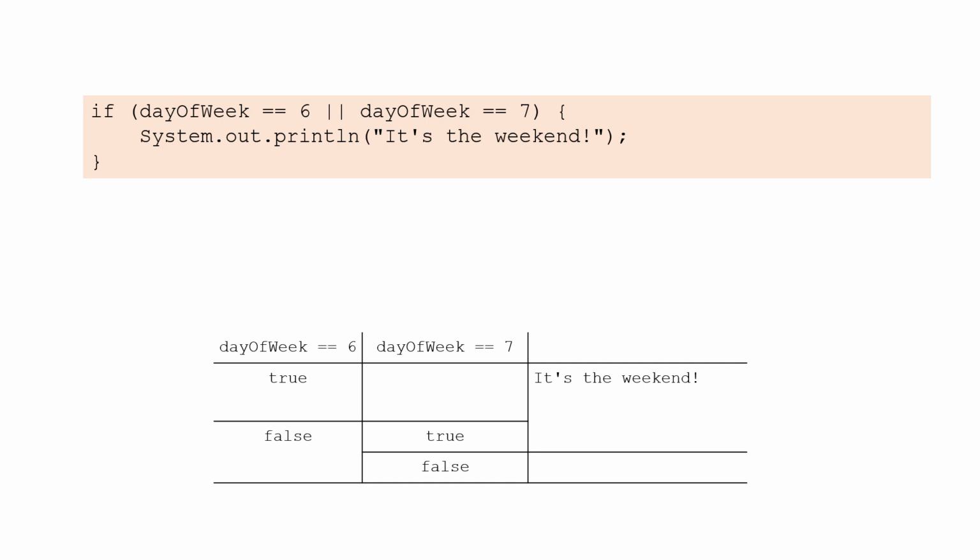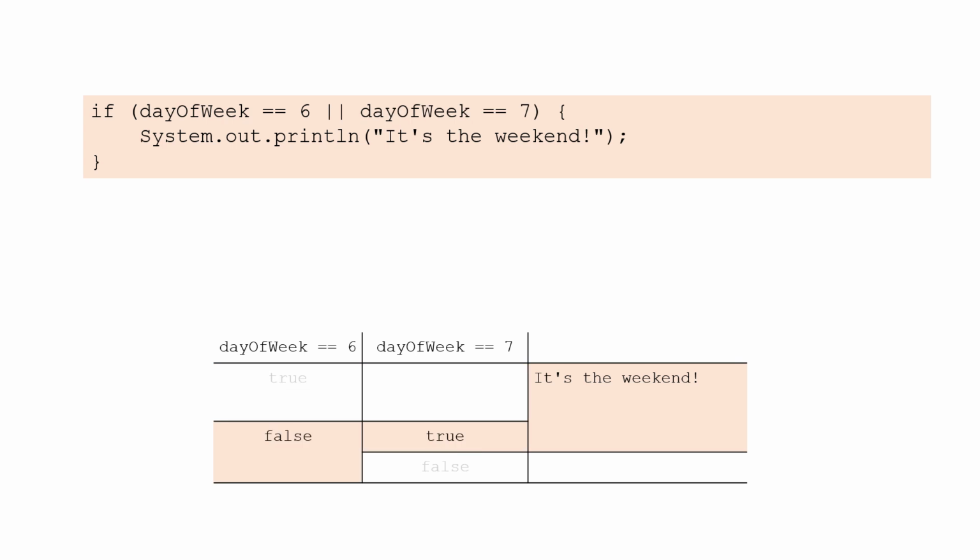So we're going to talk about the functionality of this improved version and make sure that we haven't accidentally changed the code's behavior. So the program checks whether day of week equal to 6 is true or false. Now imagine day of week equal to 6 is true. In this case, the program doesn't even bother checking the second condition because these conditions are conjoined using OR operator, meaning that when at least one of these conditions is true, the whole condition will evaluate to true. So the program moves to the body of the if statement and it prints it's the weekend.